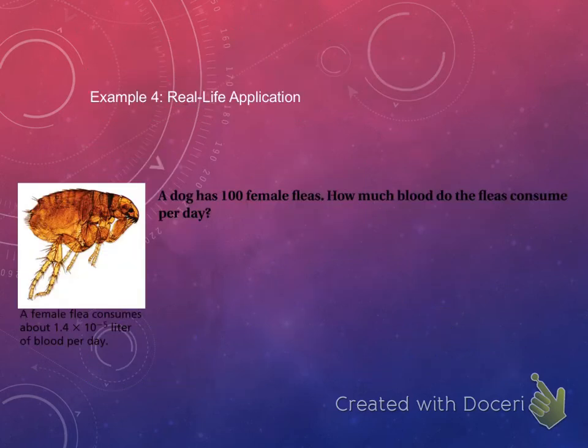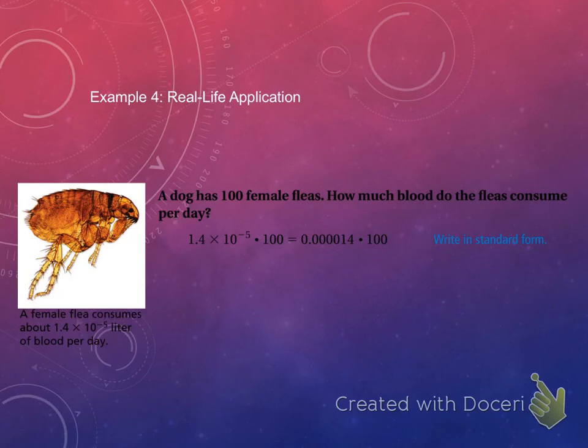Now let's look at a real-life application. In this one, a dog has 100 female fleas. How much blood do fleas consume per day? And it says over here that the female flea consumes about 1.4 times 10 to the negative 5th liter of blood per day. So, first we need to figure out, we have 1.4 times 10 to the negative 5th times 100 fleas.